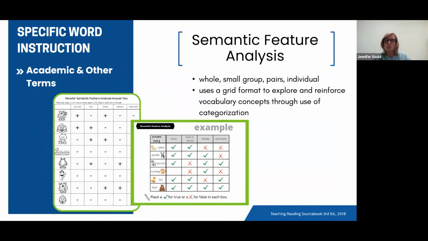We can also use semantic feature analysis. This instructional strategy uses a grid to help students explore how sets of things are related to one another. By completing and analyzing the grid, students are able to see connections, make predictions, and acquire important concepts. This strategy enhances comprehension and vocabulary skills for all areas of the curriculum and to build descriptive vocabulary.